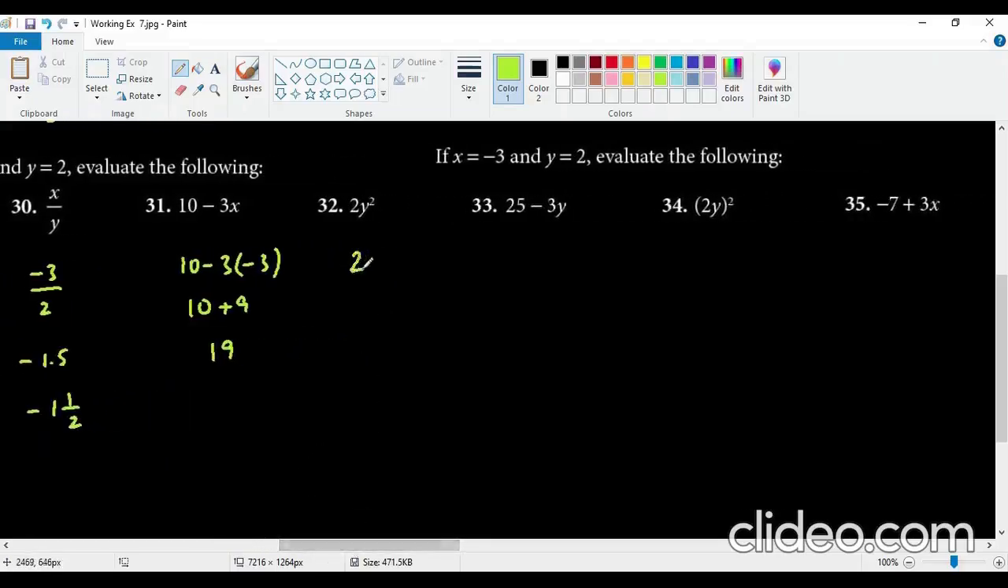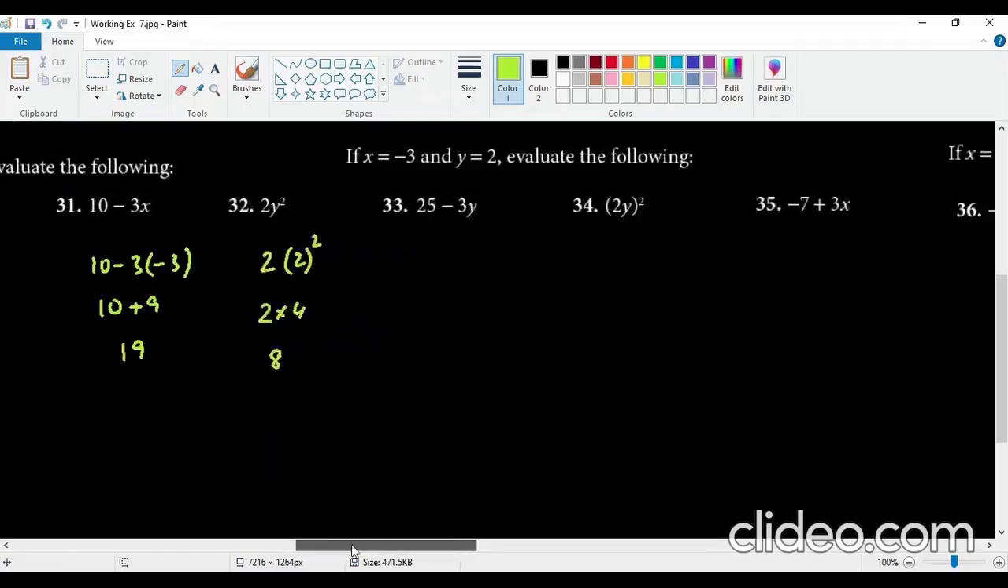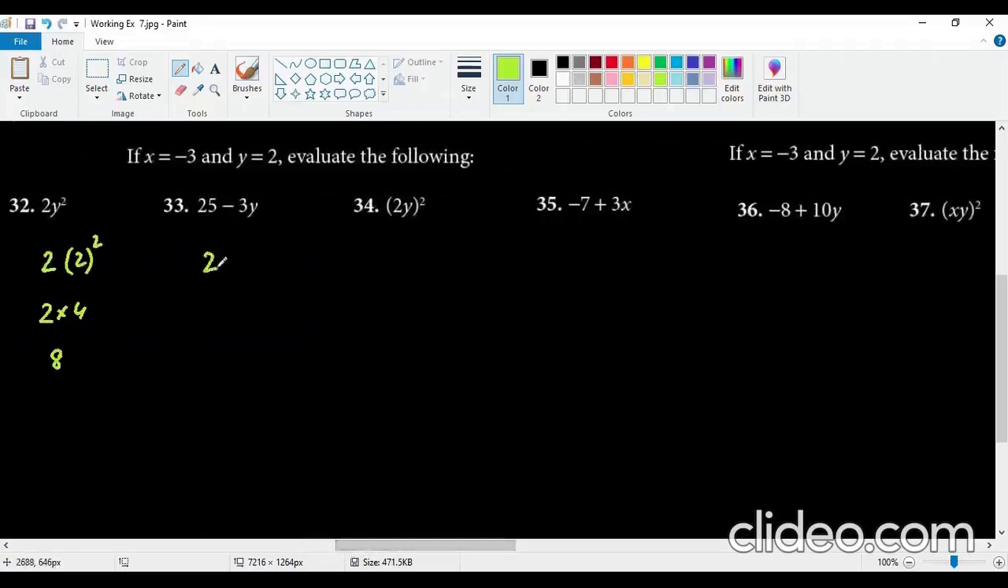Then comes 2 times the power of x square. That means 2 square. That means 2 times 4 is going to give you an 8. Now 25 minus 3 times the value of y, which is 2. That means 25 minus 6 is going to give you 19 as an answer.